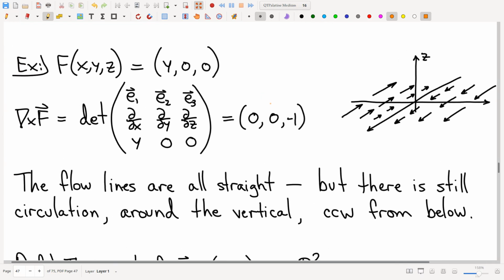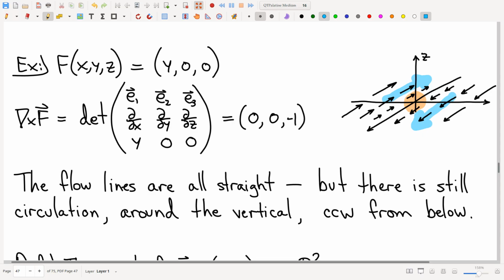I don't see any flow lines with curvature. Again, flow lines are not the point. But if you imagine something floating right there, look at what the fluid is doing. The fluid is pushing that way on that side. It's pushing this way on that side. What do you think this floating object is going to do? And I say that floating object is going to be rotating.